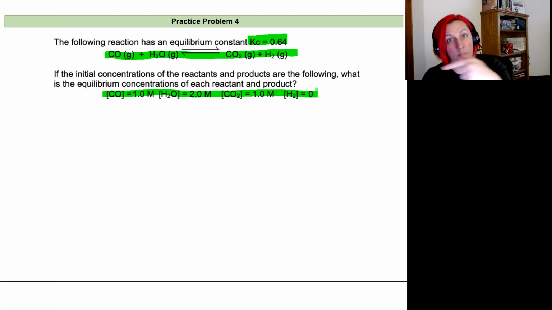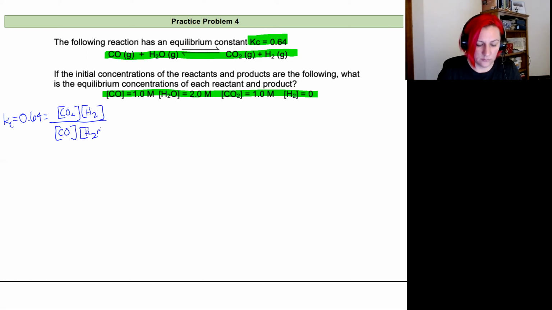So my equilibrium expression is that Kc value, which is equal to 0.64, which is going to be equal to the concentration of our carbon dioxide times the concentration of our hydrogen, all divided by the concentration of carbon monoxide and the concentration of water. Now, all of my coefficients are 1, and so I'm not going to have any exponents other than 1 in this expression.